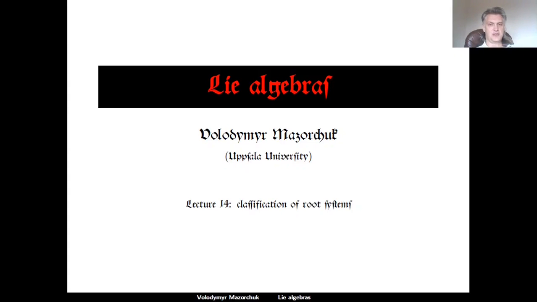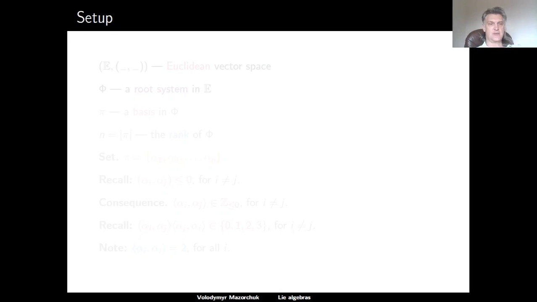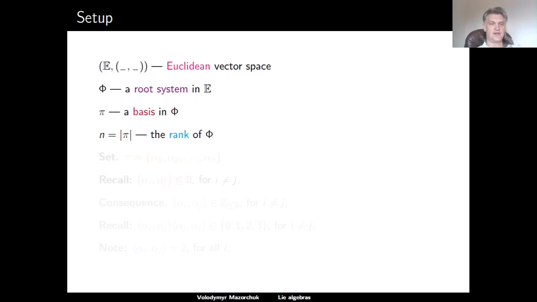In this lecture, lecture number 14, we will talk about classification of root systems. Let's start with recalling our setup. We consider a Euclidean vector space E with a fixed inner product. Let Φ be a root system in E. Choose some basis Π in the root system Φ. The number of elements in this basis, which is also equal to the dimension of our space E, is usually called the rank of the root system.